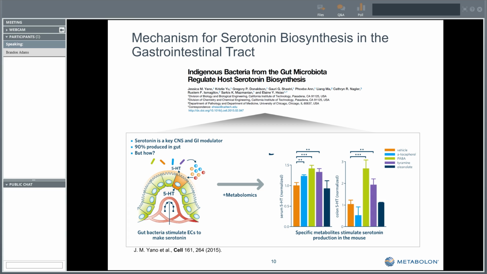And interestingly, only 10% of serotonin is produced in the brain, and 90% of the serotonin actually comes from the GI tract. And this study that was published 2 years ago in Cell, and also was partially contributed by Metabolon, has found that microbes can produce small metabolites, specifically PABA and tyramine, and those small metabolites can act as signaling molecules to stimulate serotonin production by the host, leading to increased serotonin level in the colon as well as in the serum.